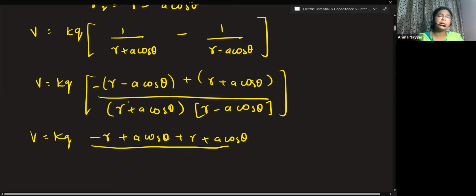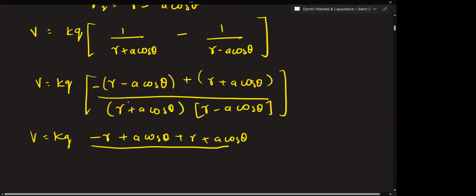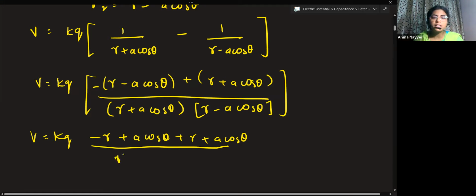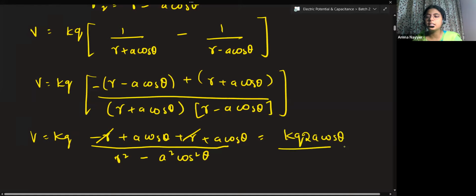A plus B, A minus B. This is equal to what? A square minus B square. So this will be R square minus A square cos square theta. And R will also get cancelled. So this will be KQ, 2A cos theta, the A cos theta gets added, divided by R square minus A square cos square theta.